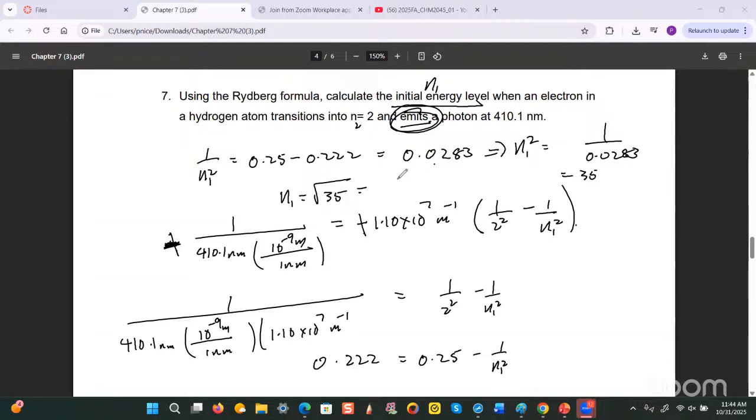Actually, let me make this 35.3. This should be 35.3. So to find the square root of 35.3, I got 5.9. Now, because N1 should be an integer, we can simply approximate this to 6. And that's how we solve that problem. All right? Any questions about this one?